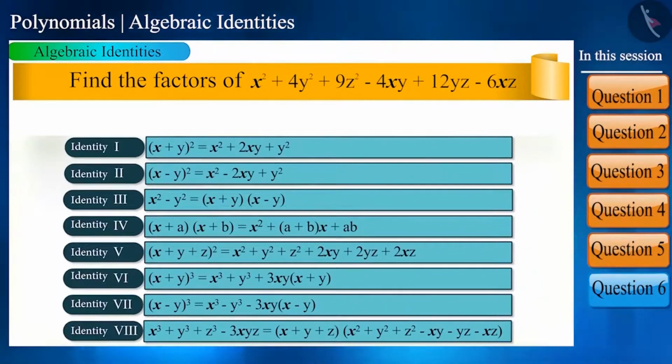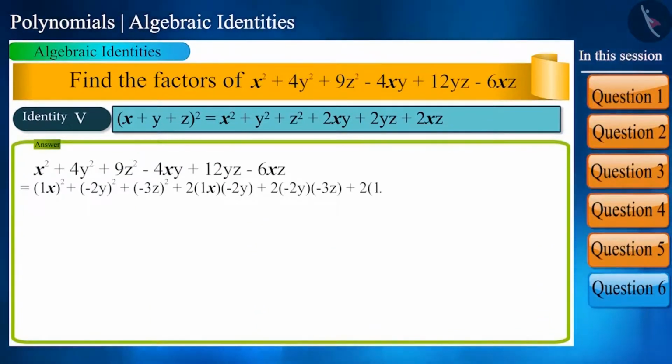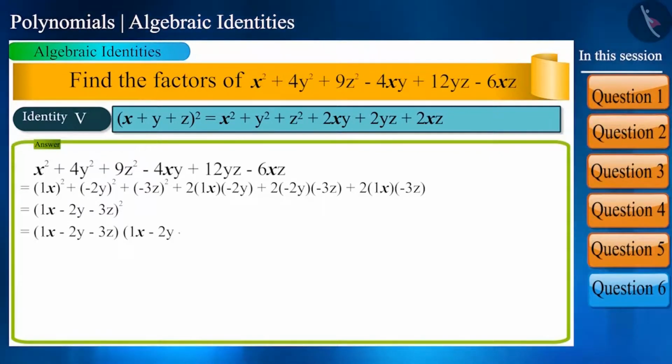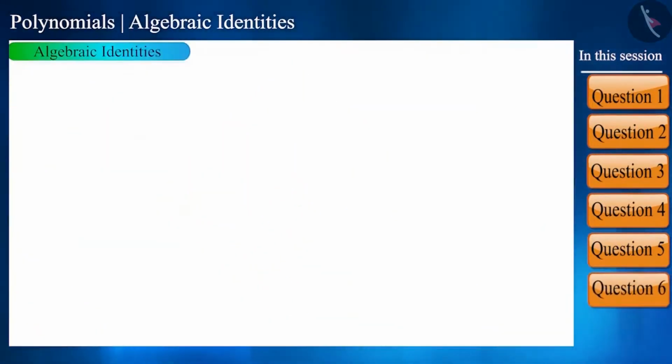And now we will write it as identity 5. Now this will happen, which we will write in factor terms as follows. And now let's take the last question of this session.